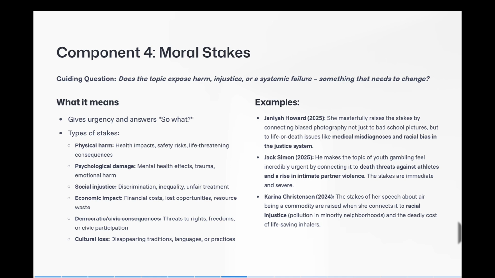Notice all the speakers that stand up, they're not just doing a deep dive on a random topic that has no implications or stakes for anybody. It is actually developing stakes that matter. And you can see here, I've created a list here. Physical harm, for instance, is one type of stake.